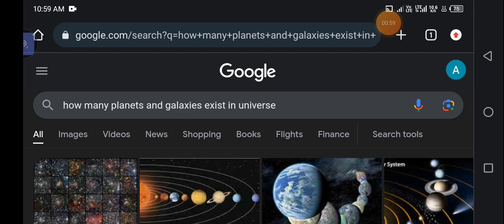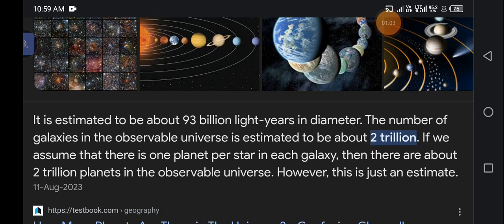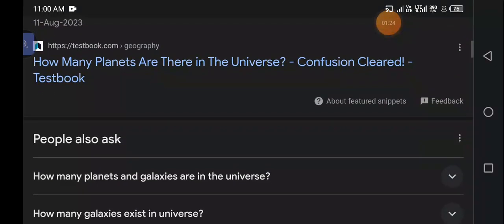How many planets and galaxies exist in universe? It is estimated to be about 93 billion light years in diameter. The number of galaxies in the observable universe is estimated to be about 2 trillion. If we assume that there is one planet per star in each galaxy, then there are about 2 trillion planets in the observable universe. However, this is just an estimate.